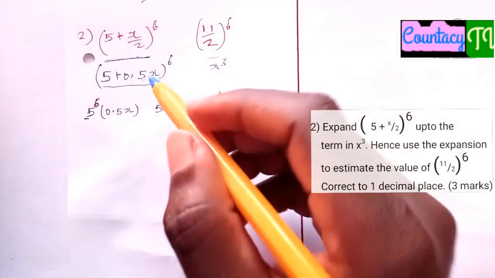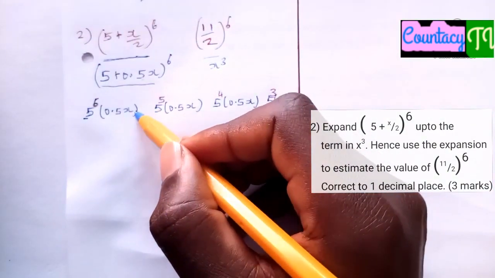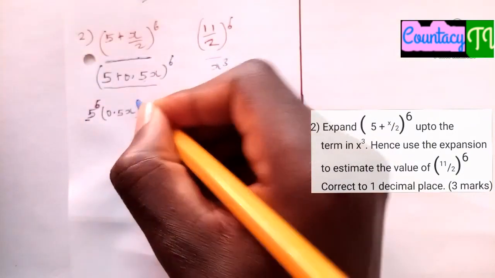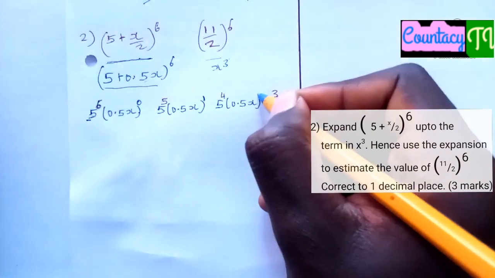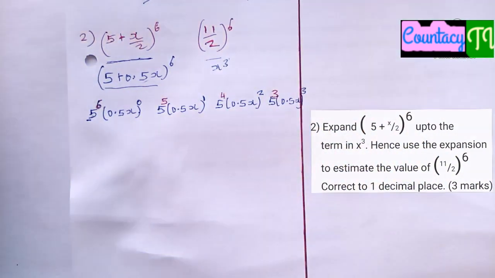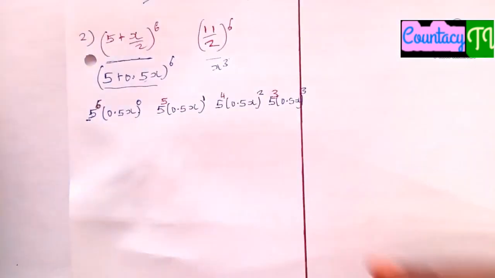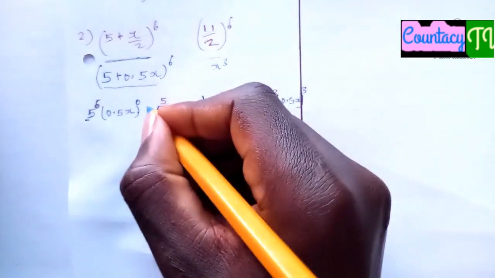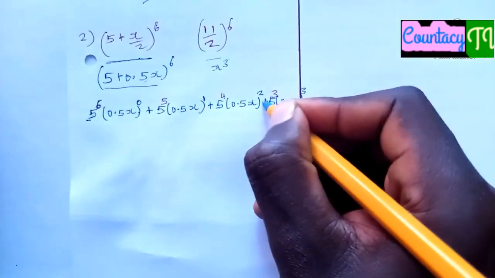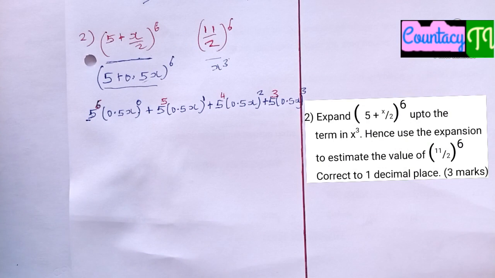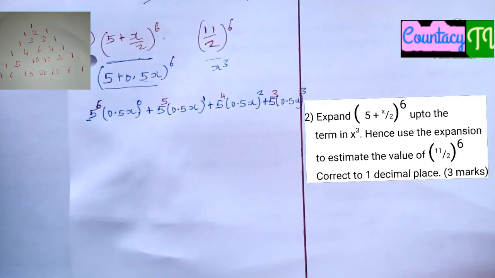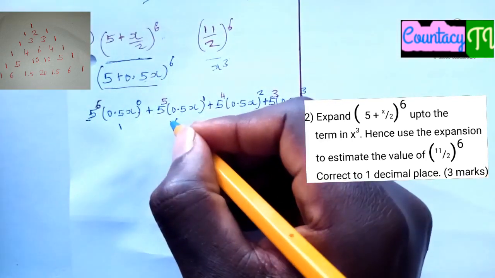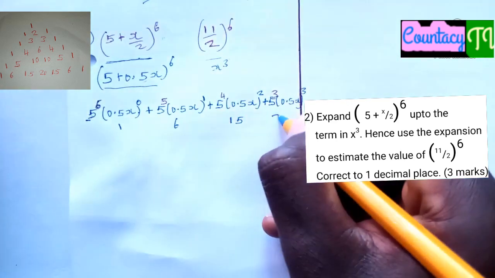Next, now we go to 0.5x, we start assigning it powers from 0: we assign it 0, then 1, 2, 3. I'm using different colors for you to notice what's happening with our numbers. In between them, you've got the plus. Then again, we use the tree diagram to find the coefficients that we will use for the expansion of 6. We shall take the first 4 values of the expansion, which is 1, 6, 15, and 20.